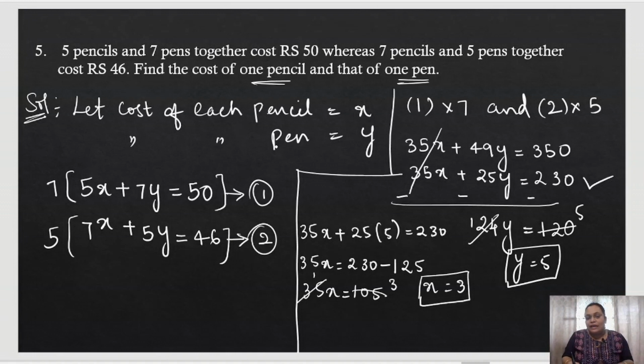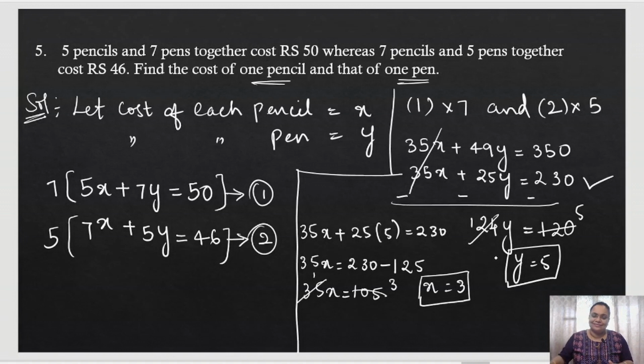The cost of each pencil is 3 rupees and the cost of each pen is 5 rupees. This is how you will do it if they ask you for 2 marks or 3 marks. But here we need to solve them graphically, so let us take the points and draw the graph.